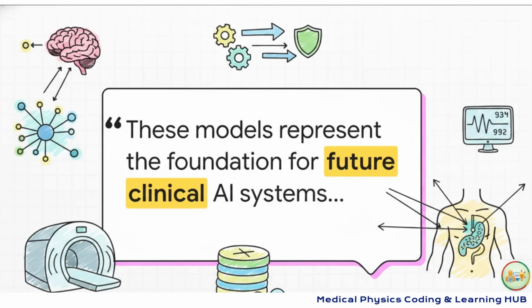Ultimately, every single one of these advancements is pushing us toward a reality where AI seamlessly powers MR-only workflows. By accurately predicting Hounsfield units directly from an MRI, we can spare patients from extra radiation, we can totally streamline hospital workflows, and we can finally enable highly responsive adaptive radiotherapy.